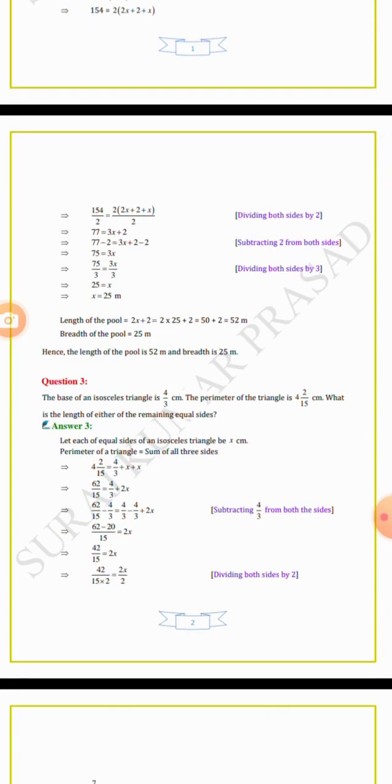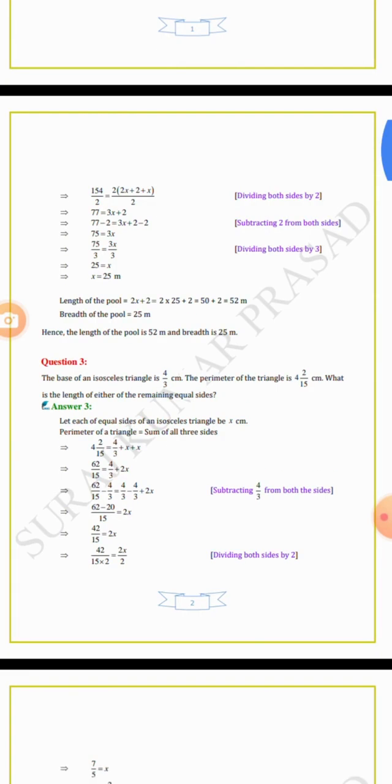Then subtracting 2 on both sides, we get 77 minus 2 is equal to 3x plus 2 minus 2. Then we get the answer as 75 is equal to 3x. Then dividing by 3 on both sides, we get 75 by 3 is equal to 3x by 3. Then cancelling 3 in the numerator and the denominator, the remaining is x. Then x is equal to 25 meters.